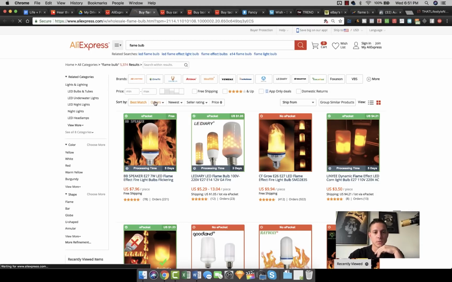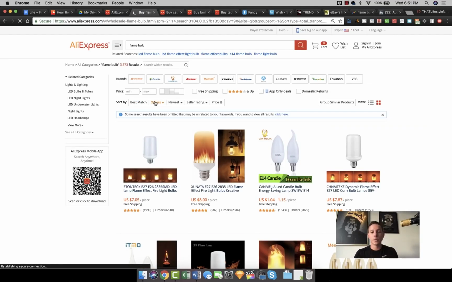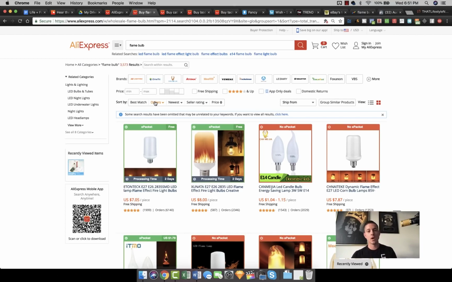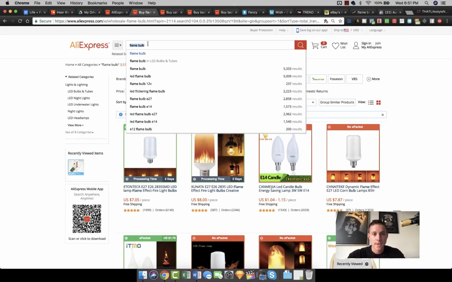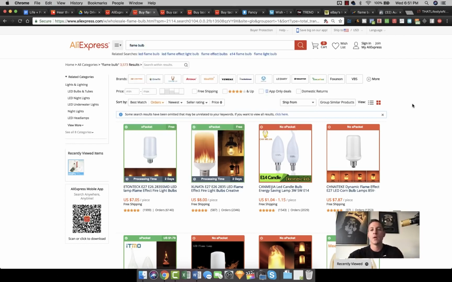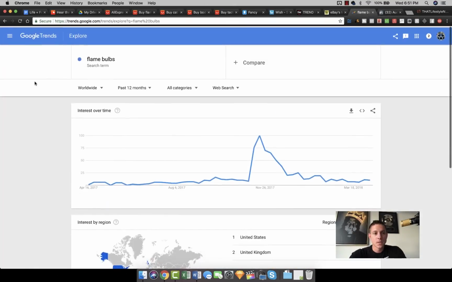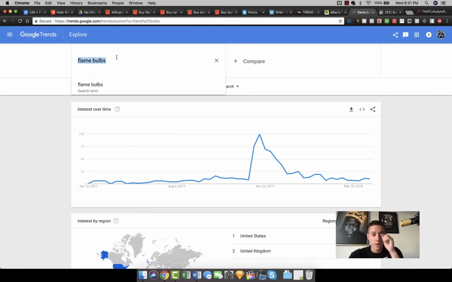Flame bulbs. So let's sort this one by orders. I know that these products were unbelievably profitable actually during December. Let's actually plug these in. So one of the cool ways that you can see how popular things are is go to the biggest organizer of data in the world. It's probably a website that some of you guys have heard called Google.